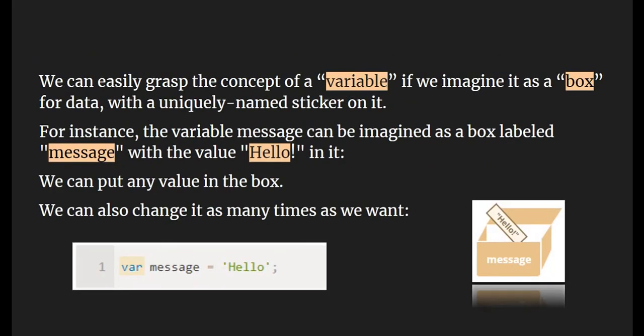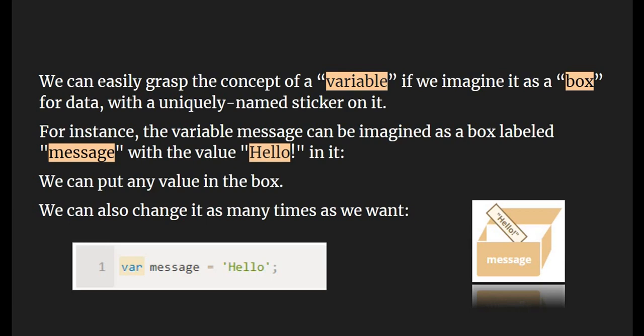So we can easily grasp the concept of a variable if we imagine it as a box for data with a uniquely named sticker on it. Can you see a message box over there? For instance, the variable message can be imagined as a box labeled message with the value hello in it. Now we can put any value inside this box and we can also change it as many times as we want. Why? Because this is a variable. The name itself says that it varies with time.